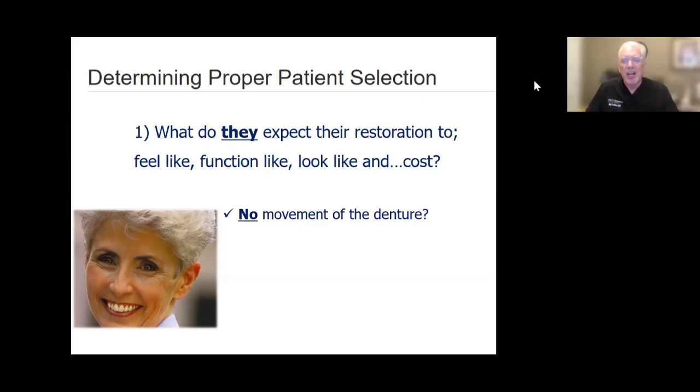So if they say, "I don't want any movement, I hate the fact that it moves, it feels like it's broken all the time," a locator overdenture is not going to be the right one for them. But if minimal movement is okay, and understanding what that is, by the way, using models is very important to have. It's kind of a test drive for the patient, if you will.